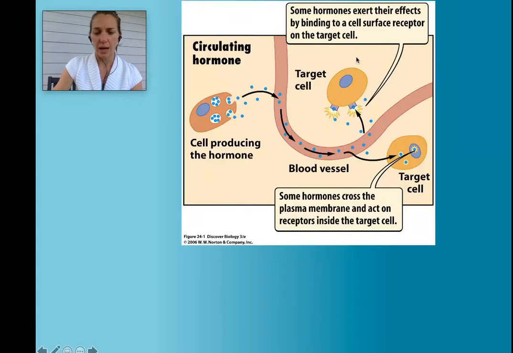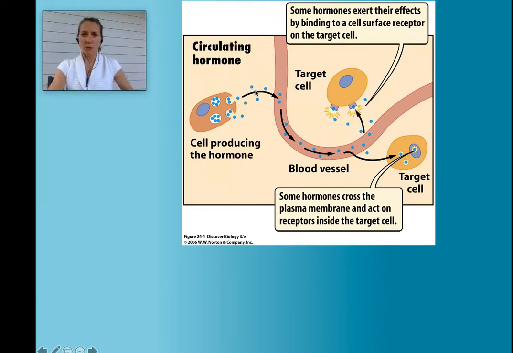Next, I want to look at how hormones know which cells to bind to. What are the mechanisms involved for a hormone being able to bind to a cell? So hormones, they're always circulating through our bloodstream with the endocrine system, right? So here's a cell producing hormones. The cell will be part of a gland.